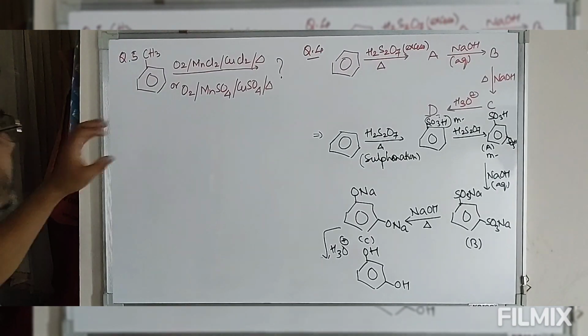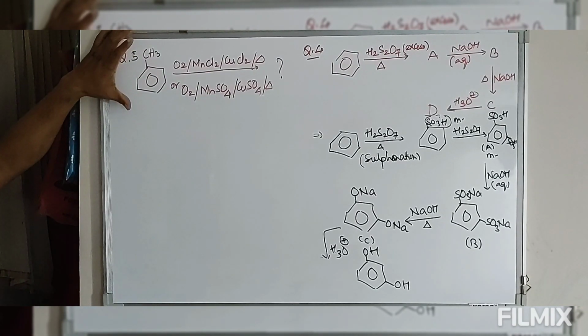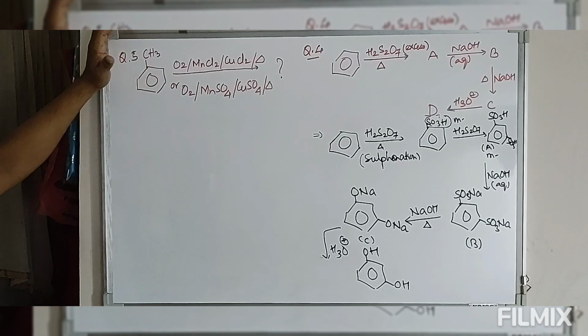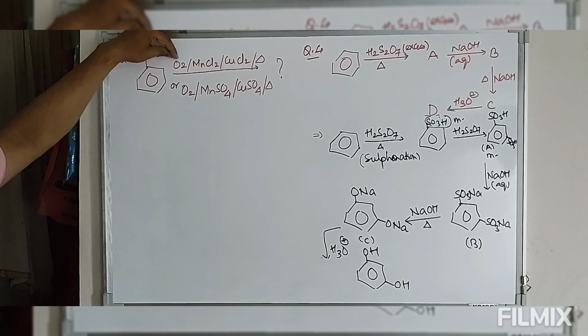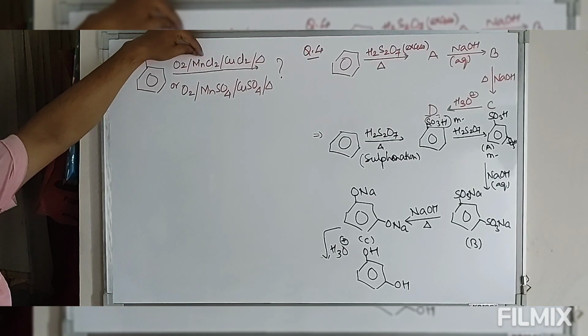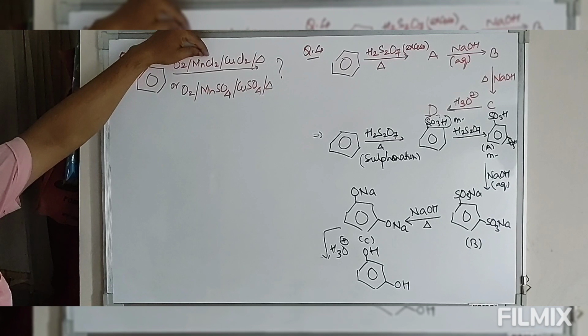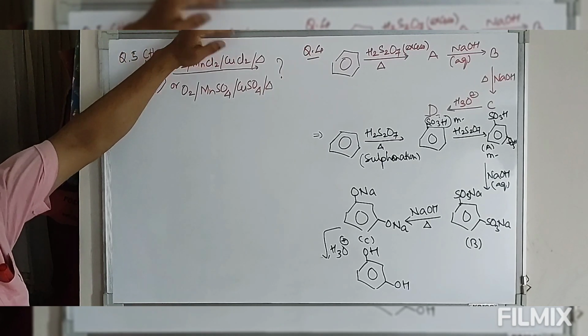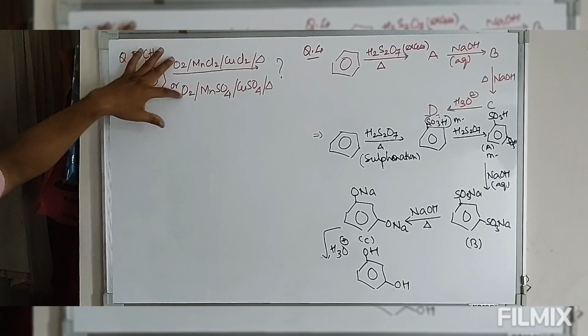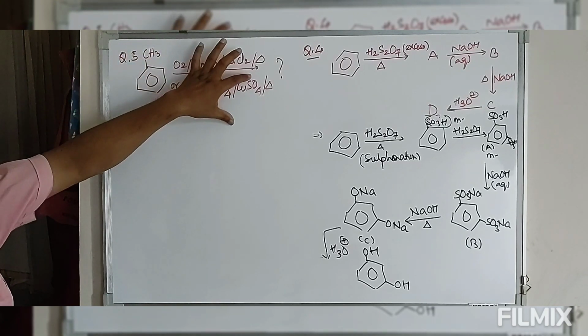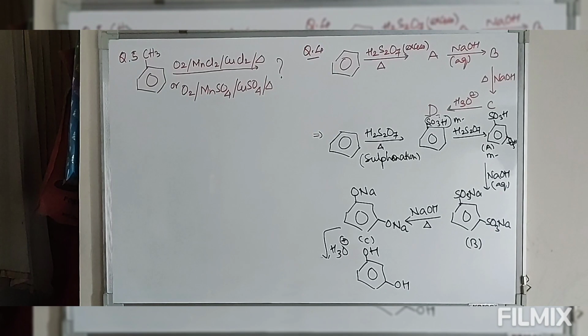And next reaction, again the starting compound is toluene. We are starting with toluene. Toluene is made to react with this reagent. So we have oxygen in presence of MnCl2, manganese chloride, and cupric chloride, followed by heating, or we can take this combination, means oxygen in presence of manganese ion and cupric ion, followed by heating.